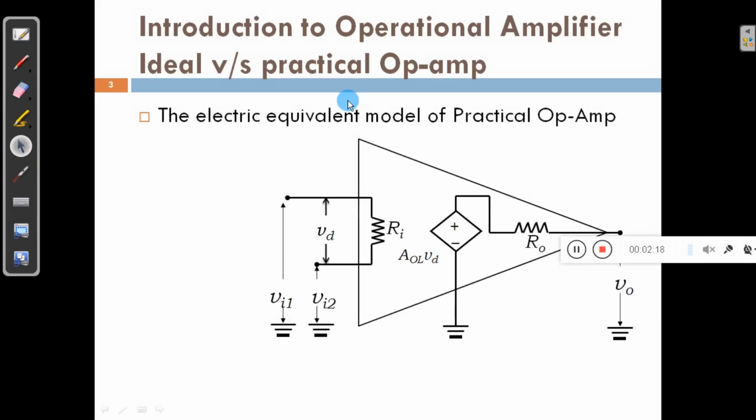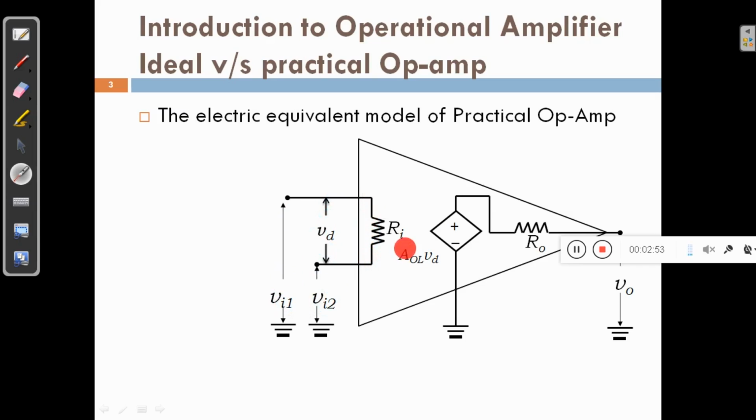This is the electrical equivalent model of the practical operational amplifier. This has two terminals. One is called the inverting terminal, where we apply the source voltage. The other one is the non-inverting terminal. VD is the difference voltage. As I said earlier, the main purpose of the operational amplifier is to amplify the difference signal, so it is a high gain, high bandwidth differential amplifier. VD is the difference signal of VI1 and VI2.